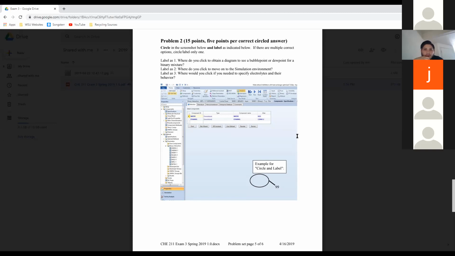I found that the difference between using the electrolyte wizard and not is like 4%, if I remember right. The solubility was off by 4%, which isn't that big of a deal, but it still is kind of like, well, why is it a little bit off? So you have to use the electrolyte wizard if you're going to have ionic stuff.